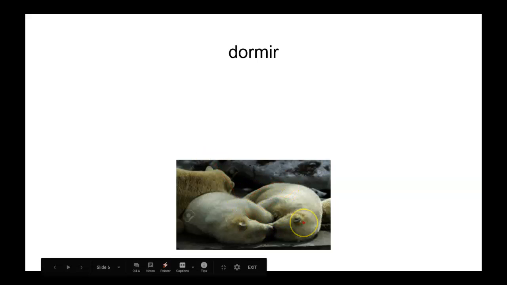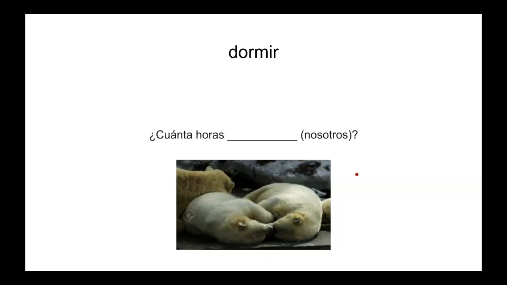Oh, polar bears. Cute little polar bears. Oh, there should be an S here. Okay, so not cuanta, but cuántas horas, how many hours do we sleep? Okay, so let's put the nosotros form of dormir in the blank. Imagine there's an S here. ¿Cuántas horas nosotros, boom. ¿Cuántas horas dormimos?